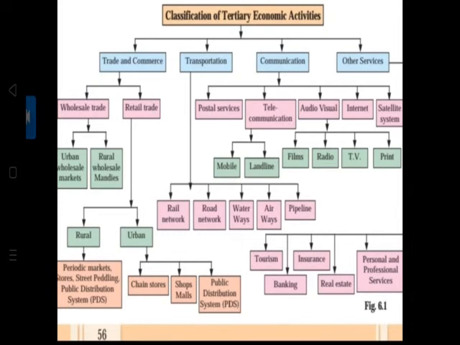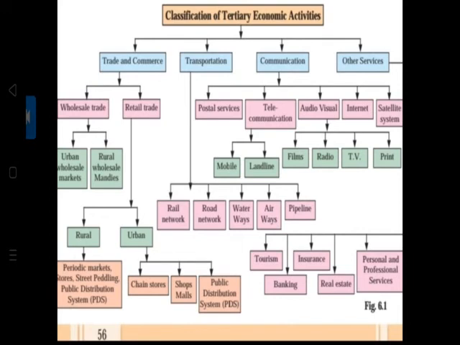Rural is in the village area: periodic markets, stores, street peddling, public distribution systems. Urban is chain stores, shopping malls. The malls that you all are seeing come under retail trade, public distribution system. Then comes transportation. Transportation can be done through all four channels or modes: rail, road, water, air, and pipeline also. I have spoken to you all about pipeline too.